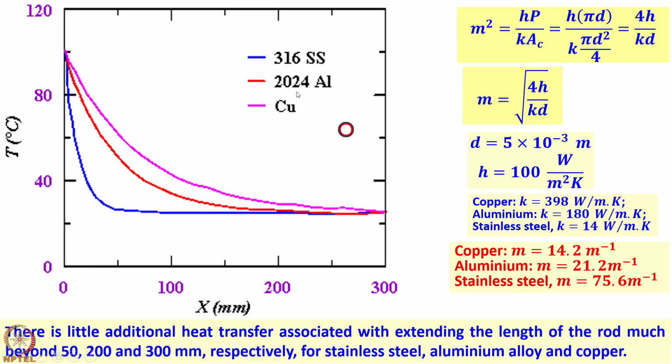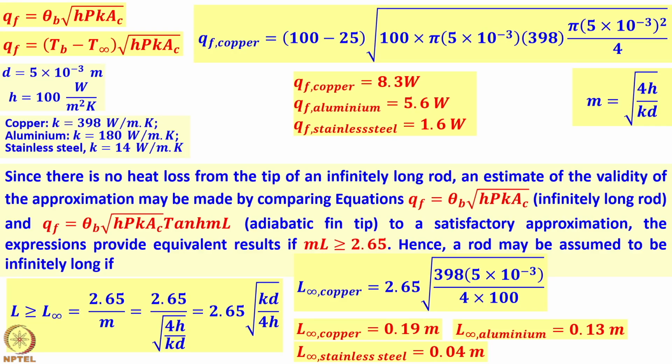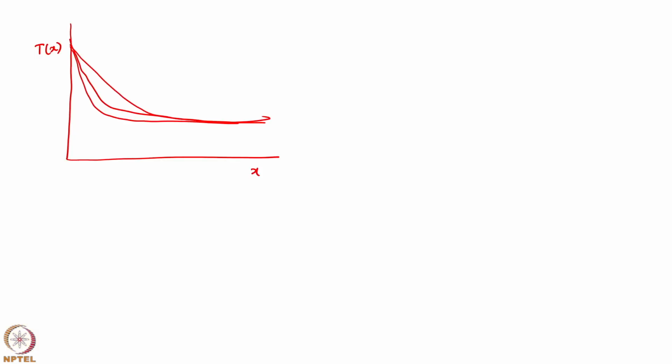Now the question is, should I go for copper, should I go for aluminum, should I go for stainless steel? We have gotten only half of the story, that is temperature. We need to get the heat transfer rate also. So how do I get the heat transfer rate? Though I will show you for one and write for the other.